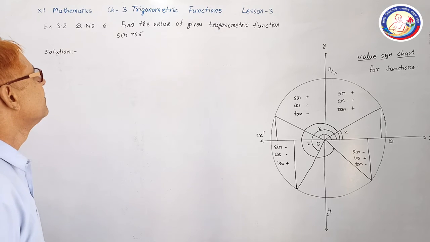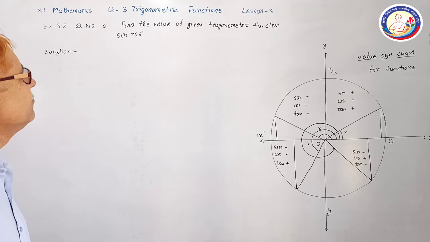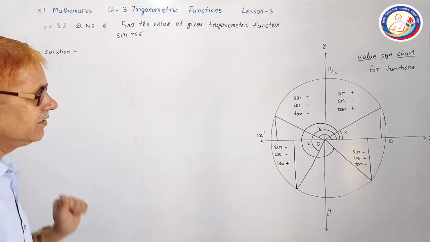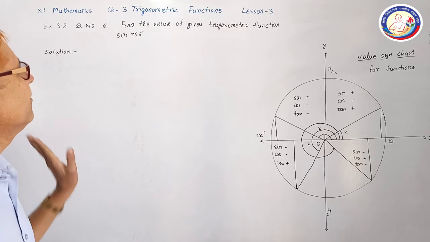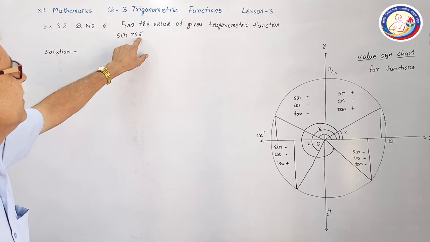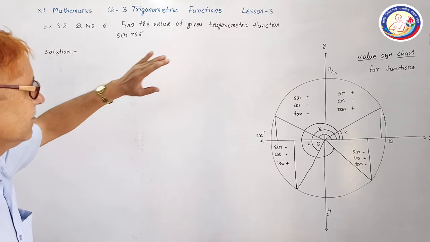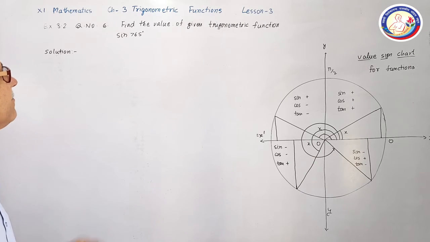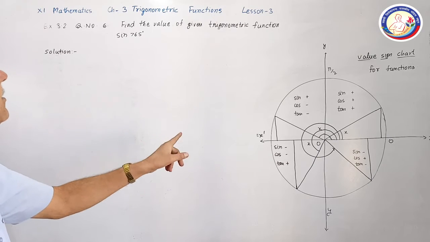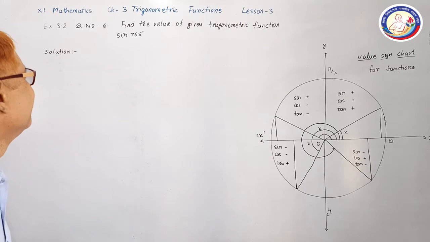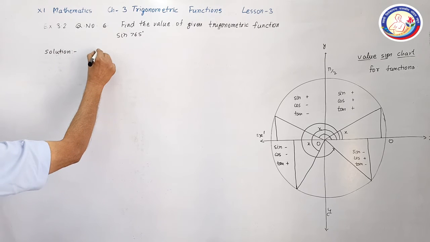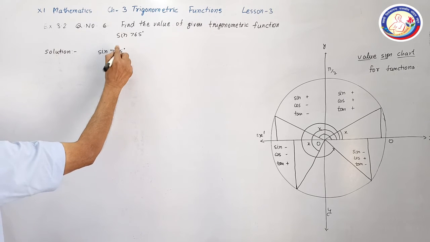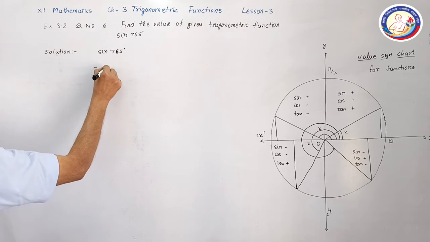As we know from the graph and the values of sine, cosine, tangent, cosecant, all trigonometrical functions repeat after 2 pi or 360 degrees. It is given in degrees, so the value of a trigonometrical function repeats itself after an interval of 360 degrees. So I will write it like this: 765 degrees. We have to find the value of sine of this.